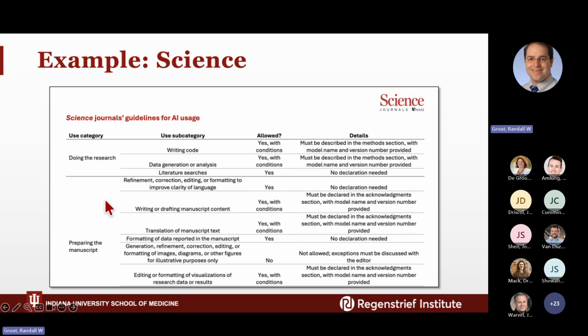And preparing the manuscript, refinement, correction, editing, or formatting to improve clarity of language. Yes, allowed and no declaration needed. If you think about spell check, we would never write in a journal that we acknowledge Microsoft Word's built-in spell check and grammar checker for assistance in drafting or correcting and editing this manuscript. In a similar vein, this AI-based refinement, editing, formatting would not need that declaration.